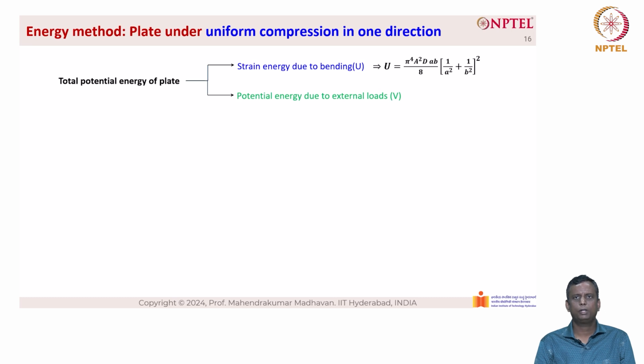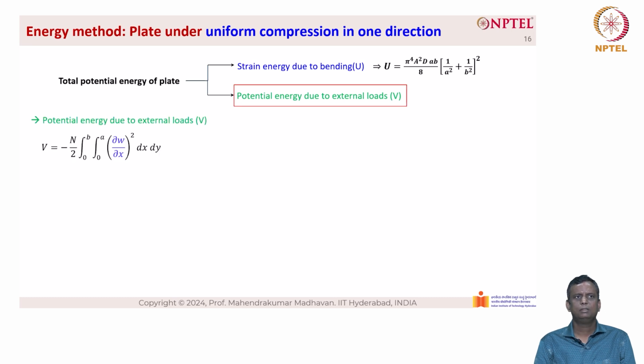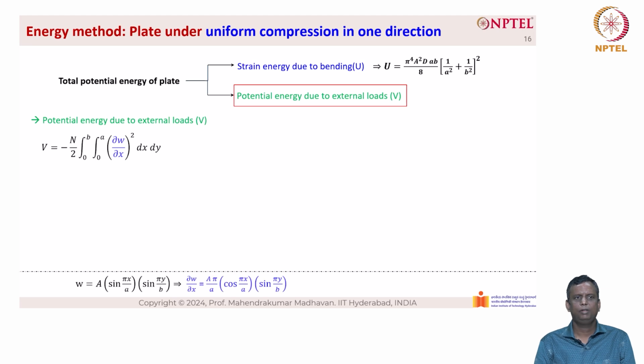Now let us look at the potential energy due to external loads V. The potential energy due to external loads V is given as minus N/2 into the integral of 0 to b and the integral of 0 to a of (∂w/∂x) the whole squared, dx dy. And we know the value of w as A into sin πx/a into sin πy/b. So ∂w/∂x equal to π/a into cos πx/a into sin πy/b, which can be substituted in the above equation.